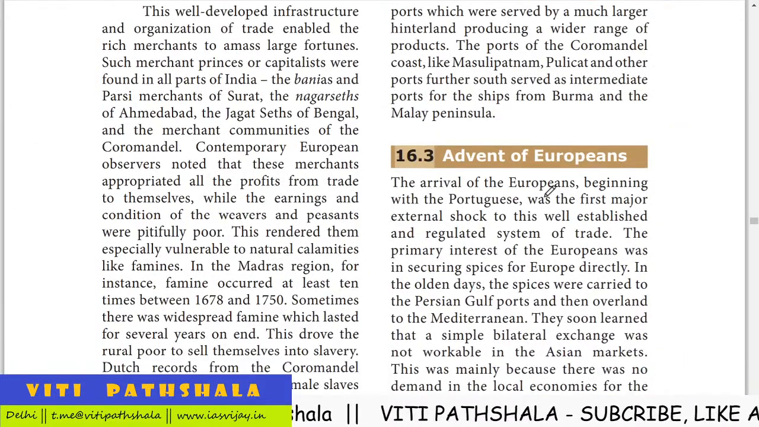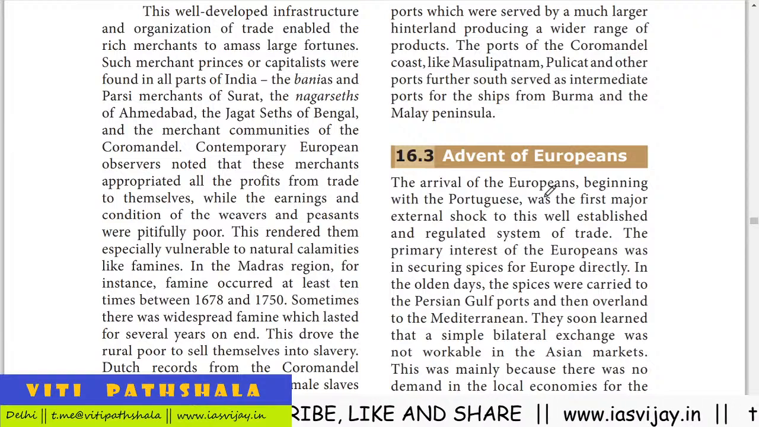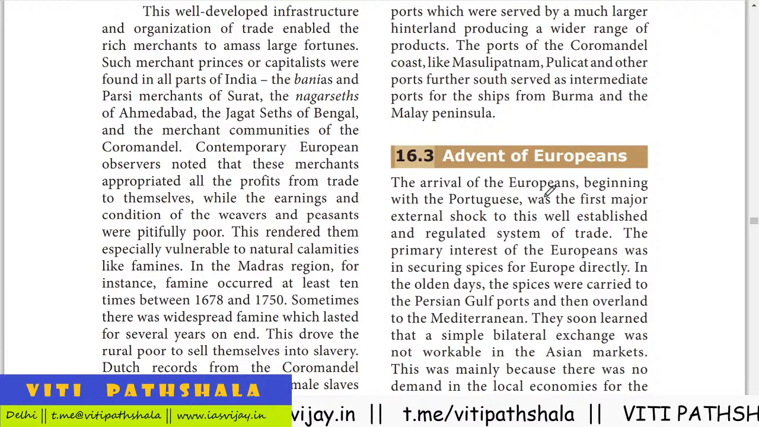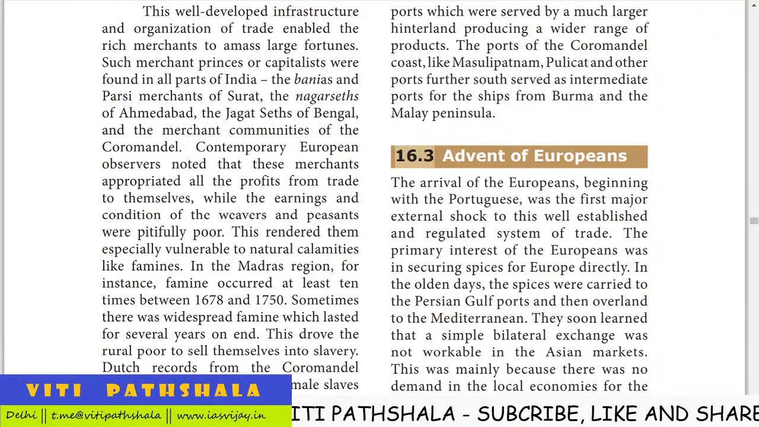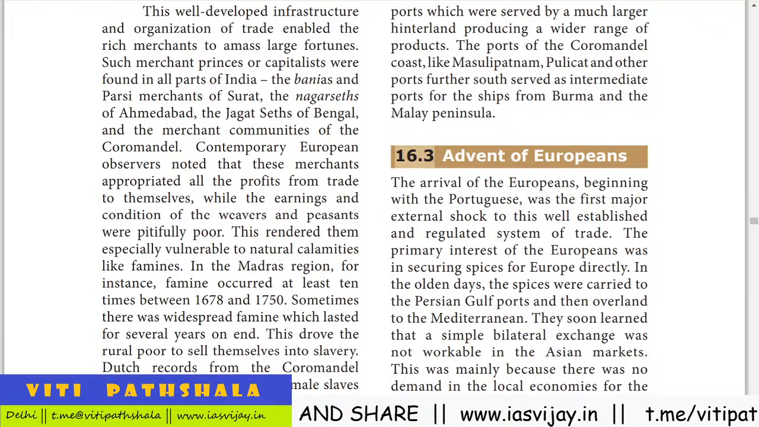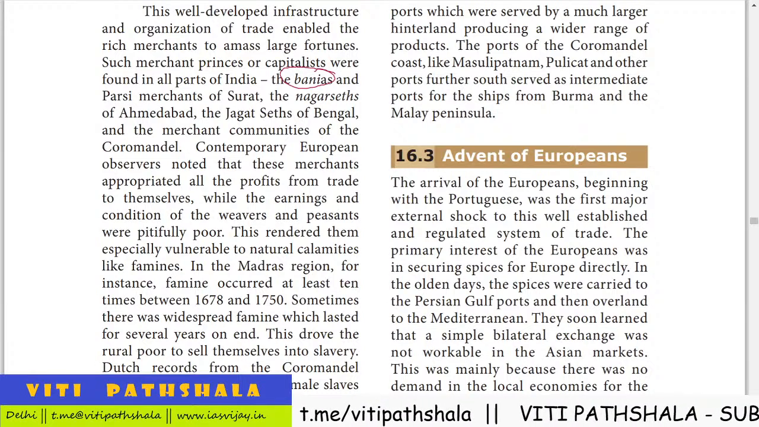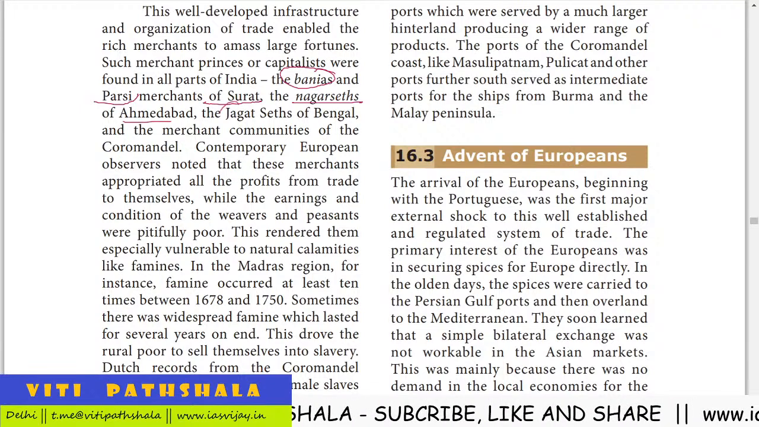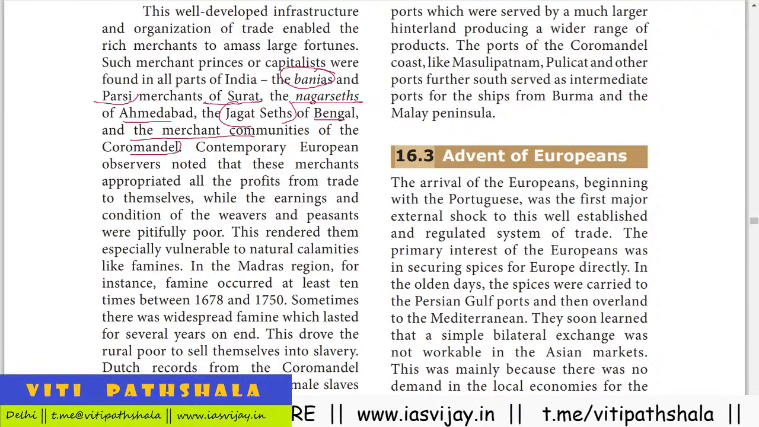The well-developed infrastructure and the organization of the trade enabled the rich merchants to amass large fortunes. Such merchant princes or the capitalists were found in parts of India. So they had different names, and they were found all over India. Now what were their names at the different parts of the country? So they were called the banias and the Parsi merchants of Surat, the Nagar Seths of Ahmedabad, the Jagat Seths of Bengal and the merchant communities of the Coromandel.